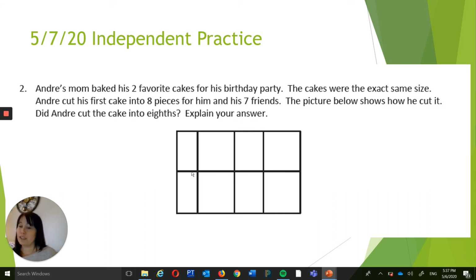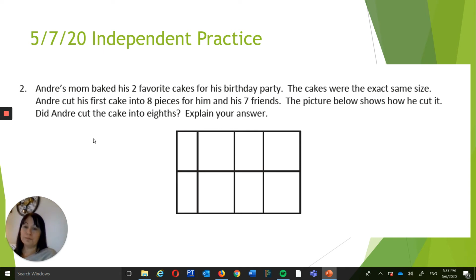Okay, third graders, nice work today. You're going to finish the problem set as your independent practice. I'm going to go through all of the problems with you, and I would like you to, on your paper, write today's date, 5-7-20, and then write a 2. And you're going to answer this question. I'll go ahead and read it to you.